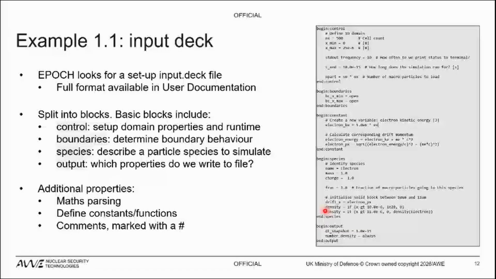And finally, we have the output block, where we tell it we want to dump an output file every femtosecond, and we want it to dump the number density only. This way of filtering might seem a bit overkill for this simple 1D problem, but when we come to large 2D simulations, if you were to dump every particle position and every field value for every time step, you would quickly overwhelm any file system that you've got. So it's really useful to get these chosen specific diagnostics out.